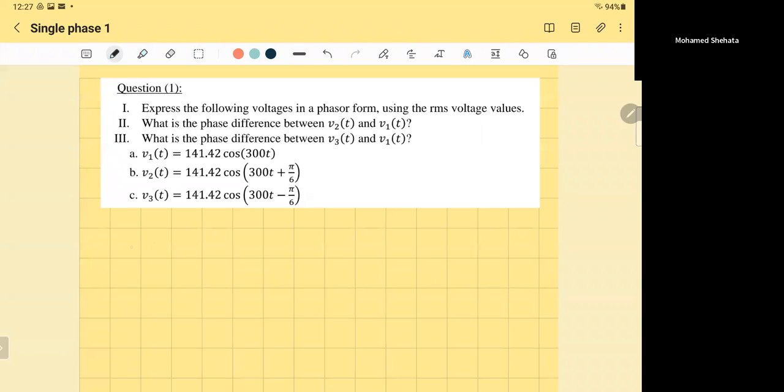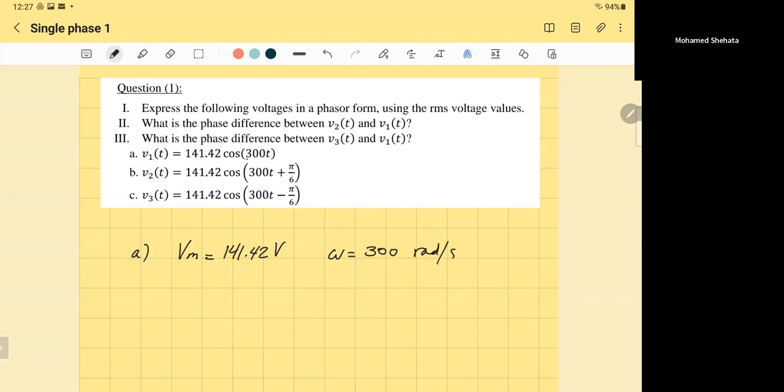So I'll say that in voltage A, the V max is equal to 141.42 volts, and the omega, because that's omega t, you understand omega is equal to 300 radians per second. And phi is equal to 0. There's no shift, meaning it starts from 0.